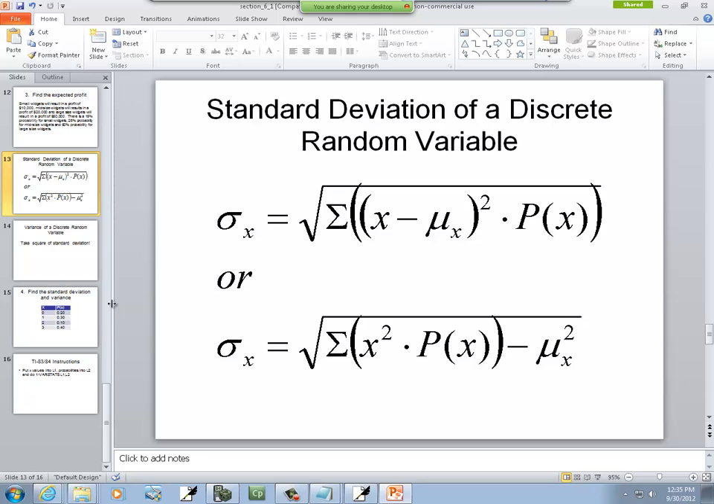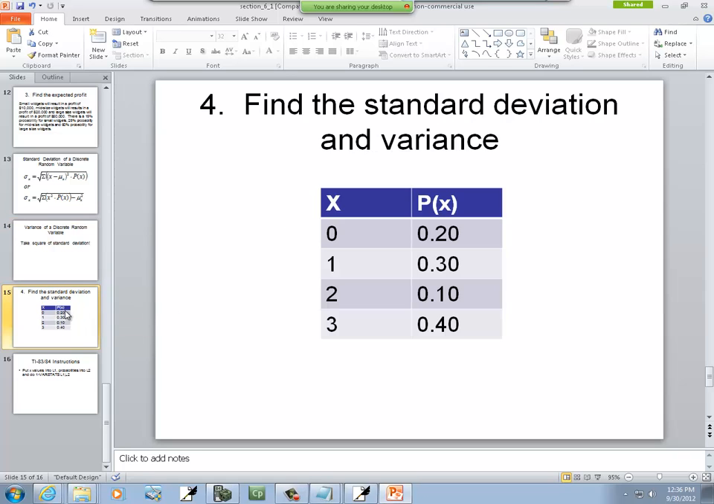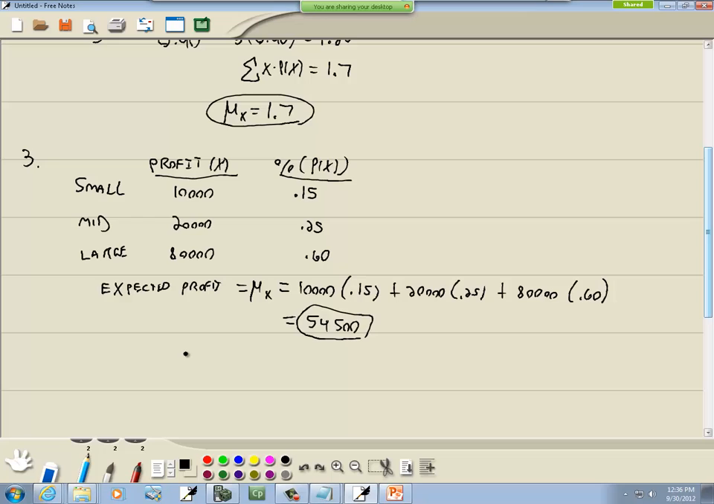Well, standard deviation of a discrete random variable is given by these formulas. Sigma sub x is equal to the square root of the sum of x minus mu sub x, squared times p of x, or the bottom formula. Now the benefit of this is we only have to put the mean in there once, so we don't have to put it in there for every line item. So the second one's a little bit easier, actually. We'll come back to that formula. And variance then is the square of the standard deviation. Let's go back to our original problem, and we want to continue it.